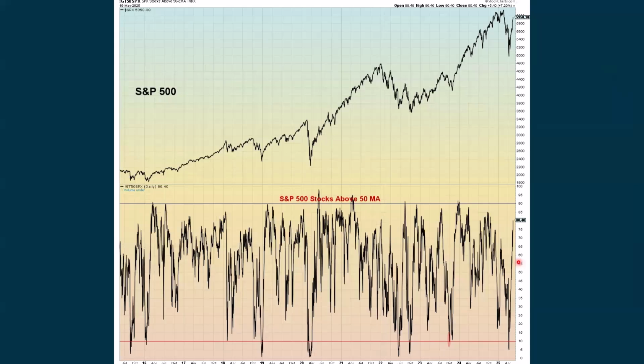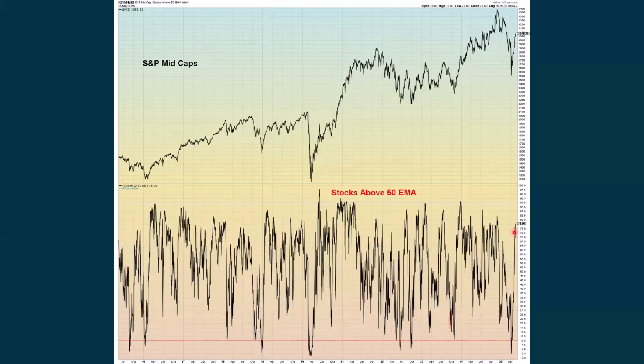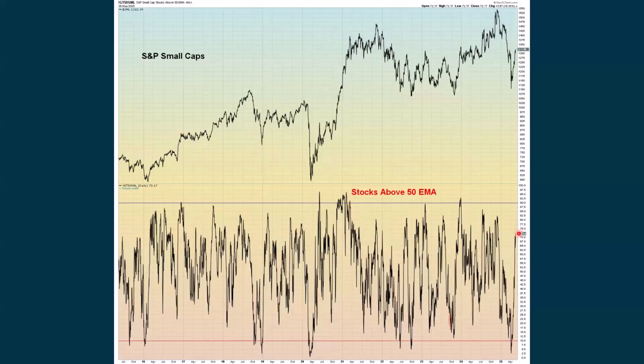Then we do that same thing with the 50-period moving average for the S&P: above 50 and going up, but not extreme. Mid caps above 50, going up, but not extreme. And small caps, they're improving. They just have so much damage that had been done, and they're lagging behind a lot of the other indexes, but they are showing some improvement here looking at this chart.